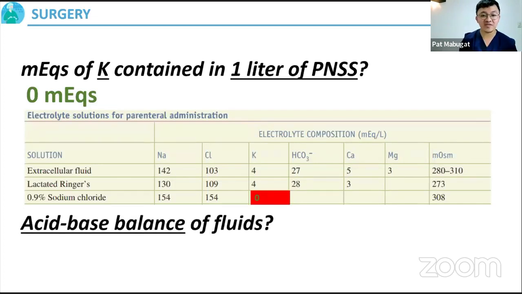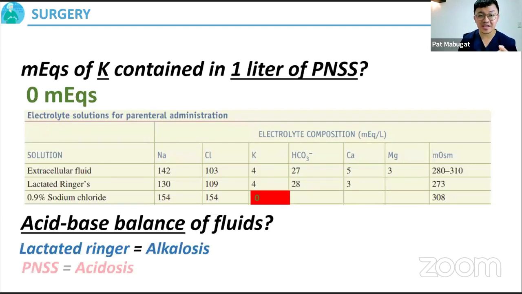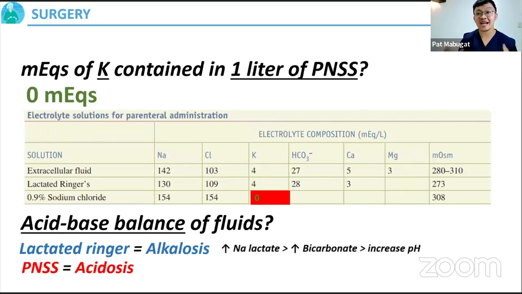Now, what's the acid-base balance of fluids? Lactated Ringer's, if you think about it, we're going to think lactate is acidotic. But actually, giving plain LR in patients would push them forward into alkalosis. Plain NSS, conversely, pushes you into acidosis. Okay, now LR, alkalosis, why is that? Your lactate there is not just lactate, it's sodium lactate, and it's preferentially pushed into bicarbonate production. Remember, hydrogen ions are acidotic, bicarbonate ions are alkalotic. So if you have more sodium lactate, more sodium bicarbonate, it increases the pH, pushing the patient into alkalosis.